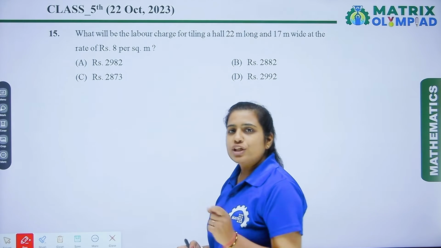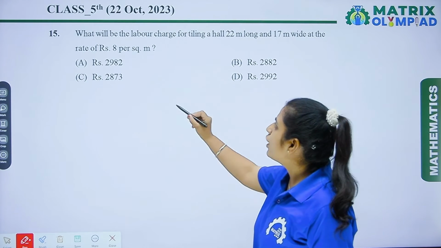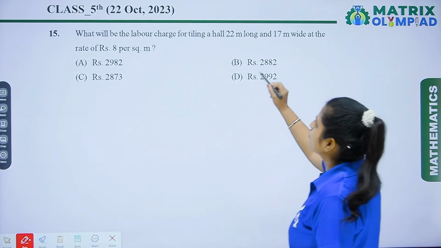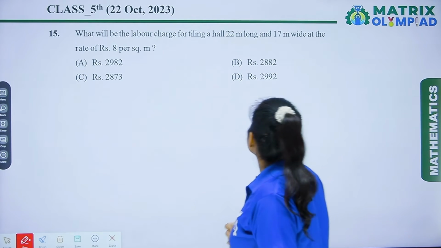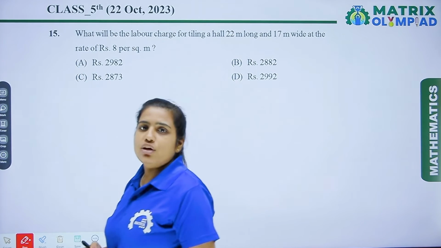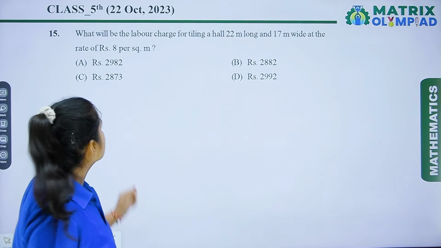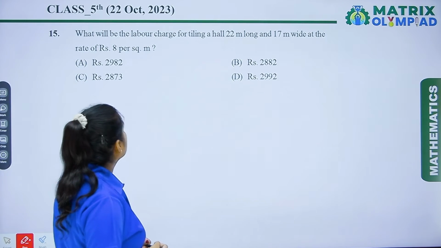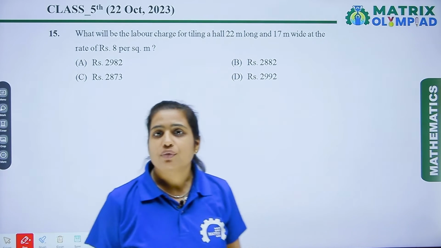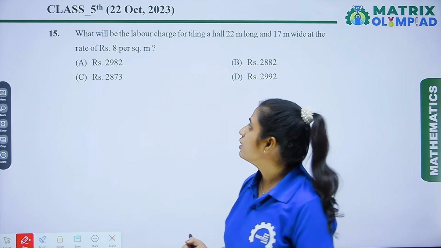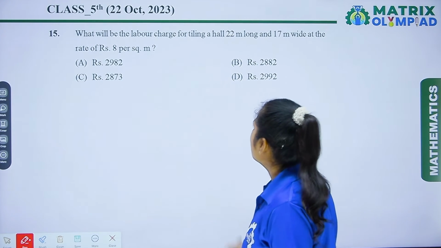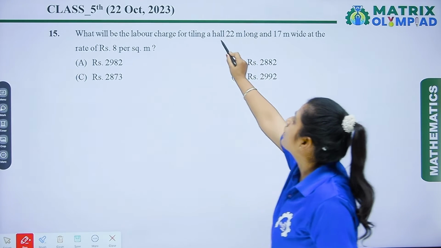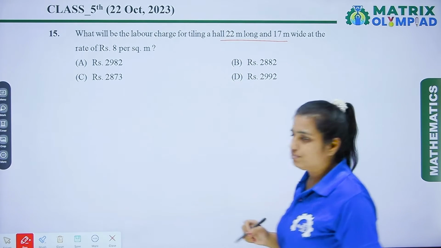Now the next question is question number 15. What will be the labor charges for tiling a hall 22 meter long and 17 meter wide at the rate of rupees 8 per square meter? So here we have to find the labor charges. For this, what we have to do? We have to first find the area of this rectangle.